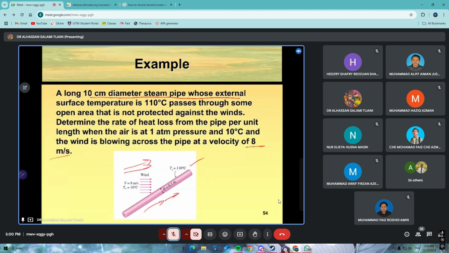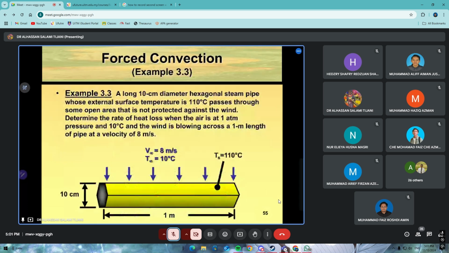Okay, so here also, one thing you need to calculate is Tf. Also, we need to find the Reynolds number, and based on this Reynolds number, we will select the appropriate Nusselt number equation. Okay, so let's see.